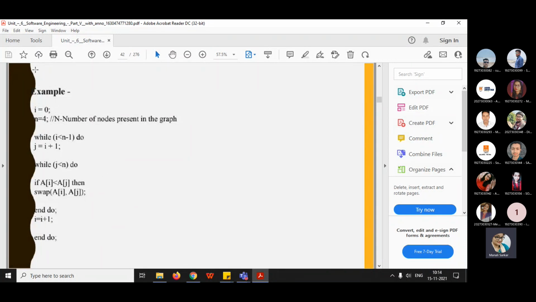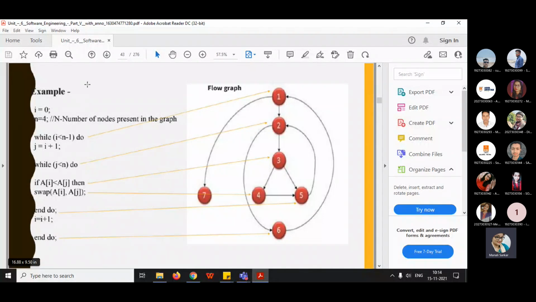In this case you are given a code: i equals 0, n equals 4, while i less than n minus 1, do j equals i plus 1, while j less than n, do if a[i] less than a[j], then swap a[i], a[j], end do, i plus 1, and end do. So this is the code and this is the corresponding flow graph. Nothing new to this concept.